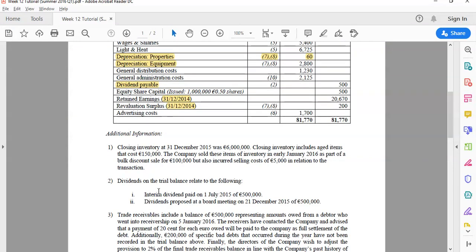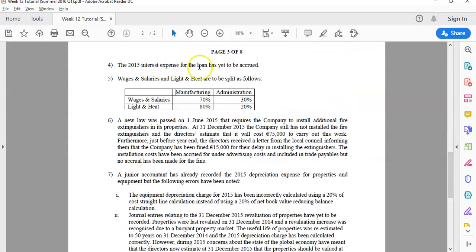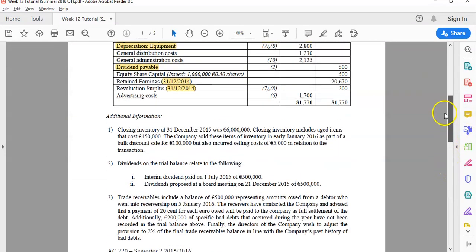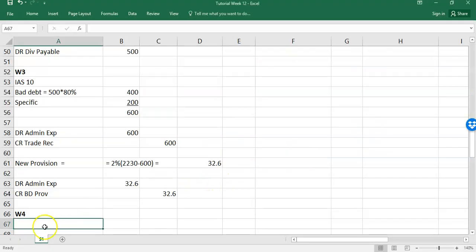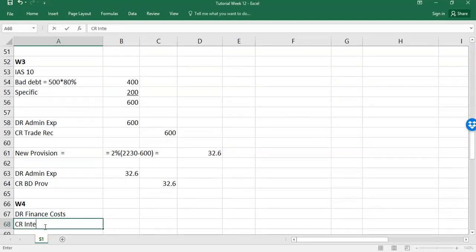Working 4, then we're told in the question, is interest expense for the loan is yet to be accrued. So what that means is your loan is 5% of 100,000. So you're going to debit finance costs and you're going to credit interest accrual, and it's just going to be 5, which is 5% of 100. So you're told that in the question, so you just follow through on that.